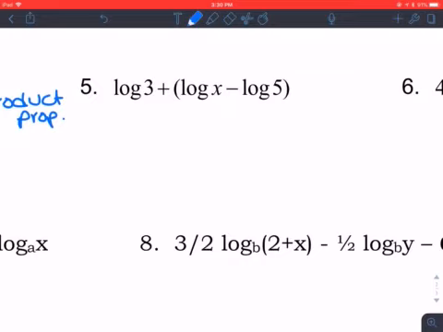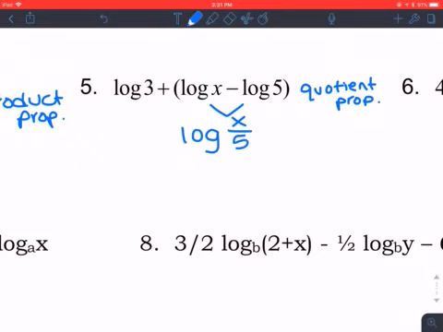For number 5, let's stick with PEMDAS. We're going to work inside of our parentheses first. So if I'm subtracting, I'm going to use the quotient property, and I'll go backwards and combine these. When I combine it, it's a log still base 10, and then we're dividing x divided by 5. So divide your arguments. We still have a log of 3 here that we're adding.